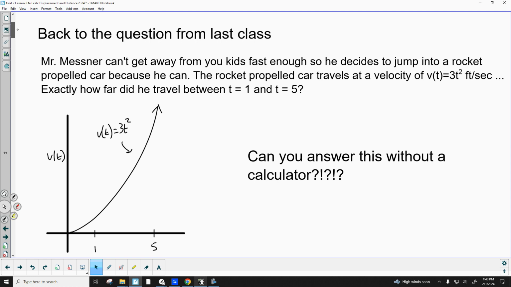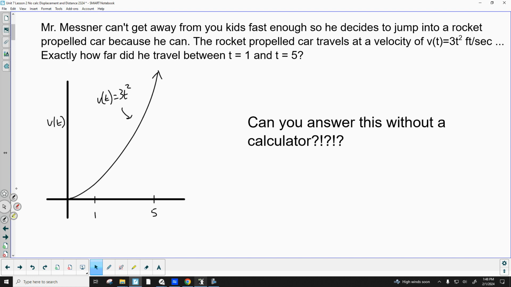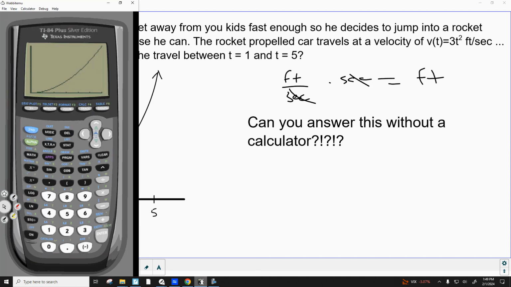If I'm traveling at 3t squared feet per second over the course of the interval 1 to 5 seconds, how far did I travel? We talked about how if you multiply your velocity over your interval, what you get is feet. Well, what we learned last class is that your calculator can accumulate. It can add your feet per second up over the interval of seconds and get feet.